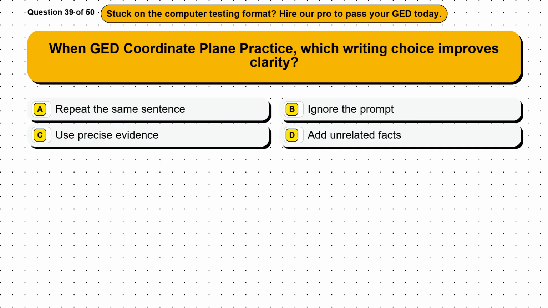Question 39. When GED Coordinate Plane Practice, which writing choice improves clarity? Option A, repeat the same sentence. Option B, ignore the prompt. Option C, use precise evidence. Option D, add unrelated facts.